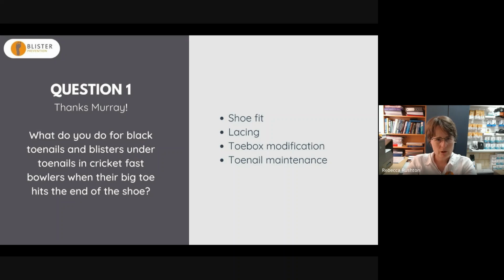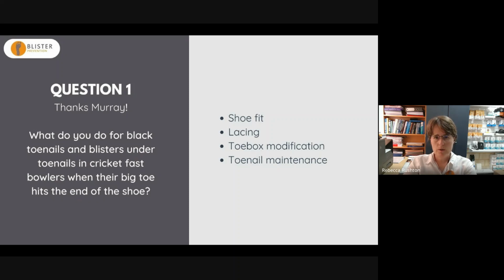Is it ideal? No, I think the shoe should be able to hold the foot back, but I'm not really involved in the footwear industry, and certainly not in cricket, so there must be some pretty severe limitations there. One other thing that should go without saying is toenail maintenance. If these fast bowlers have been bowling a long time, and the toenails have borne the brunt of that impact, then their toenails are probably going to be pretty gnarly and thick.